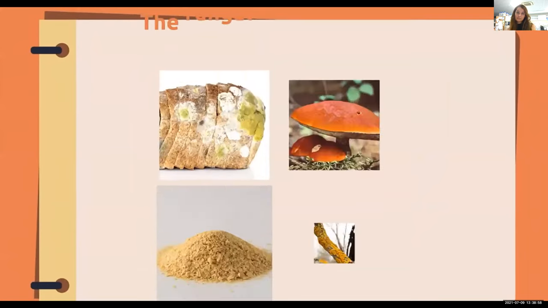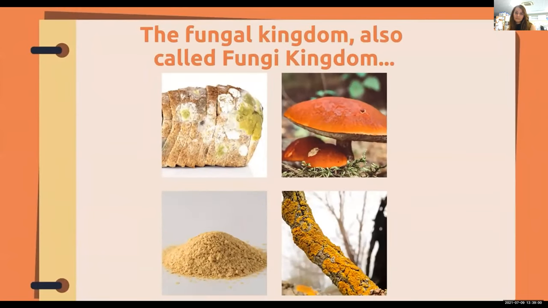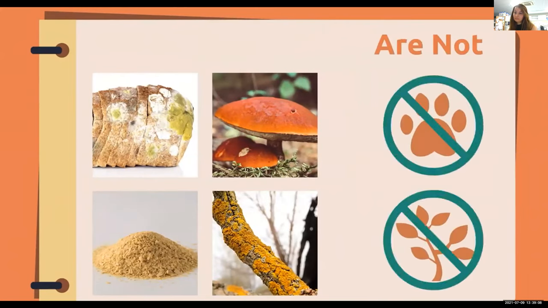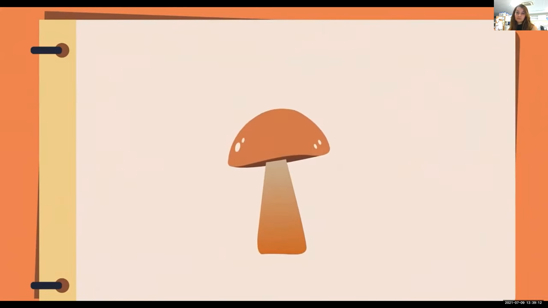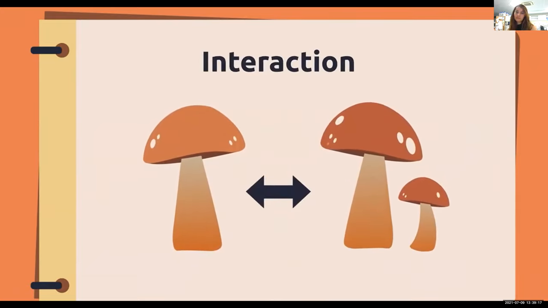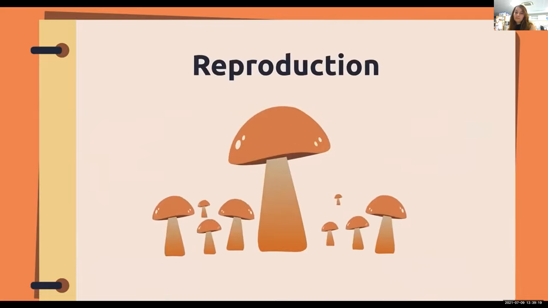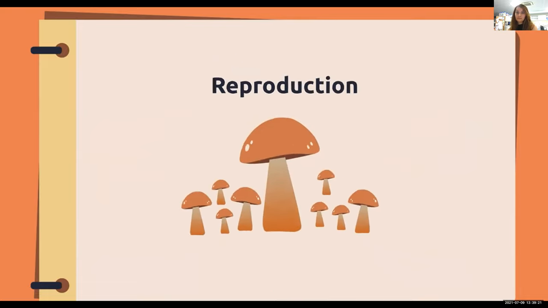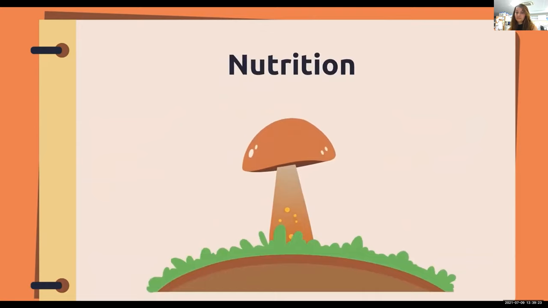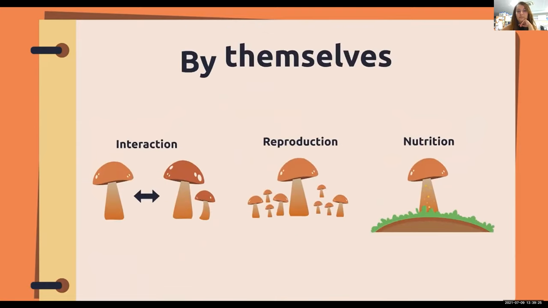The fungal kingdom, also called fungi kingdom, is one of the five kingdoms into which all living things are divided. Note that fungi are not animals or plants. Fungi are living organisms because they carry out the vital functions of interaction, reproduction, and nutrition by themselves.